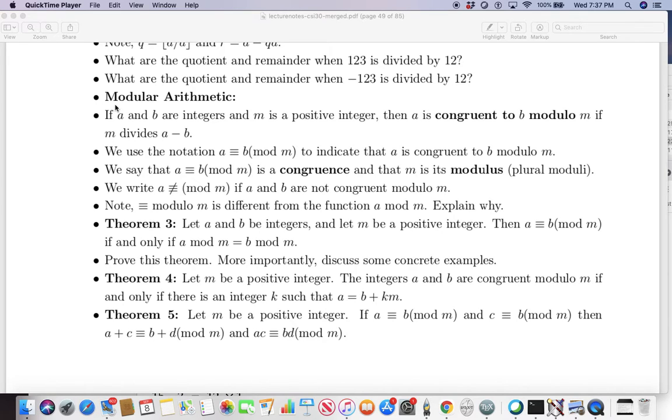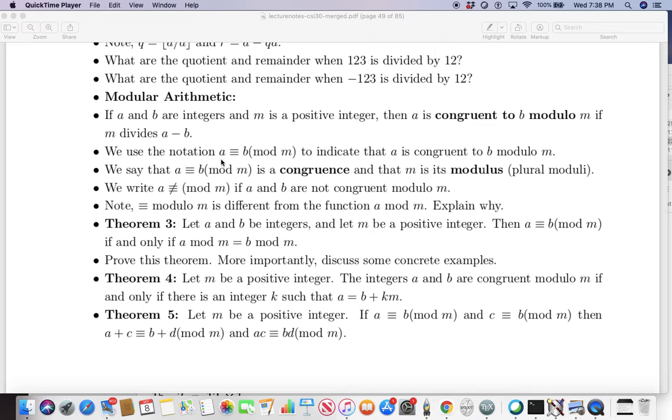Welcome back. So we will now talk about modular arithmetic. If a and b are integers and m is a positive integer, then a is congruent to b modulo m if m divides a minus b. If m divides the difference of a and b, we say a and b are congruent modulo m.